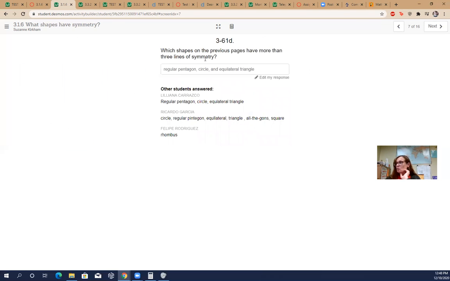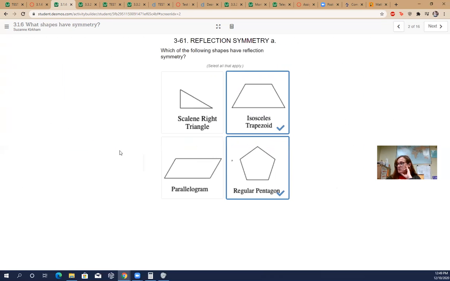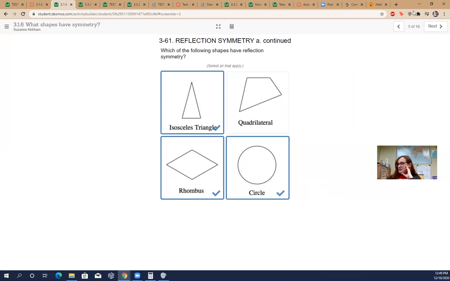Okay, which shape on the previous pages have more than 3 lines of symmetry? So if we go back and we're looking at the very first page, the regular pentagon, we could fold it in half going up and down or from any of the corners. If we fold it in half from any of the corners, it would match up. Okay, let's see, the rhombus, we can fold it in half up and down or side to side. And then the circle we could fold it in half infinitely many ways and it would always match up.